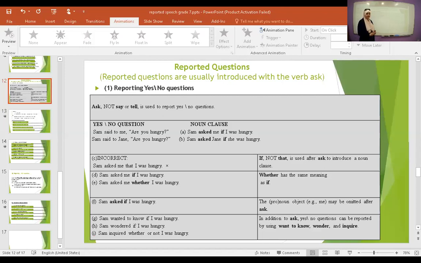Before we start, we have to know the difference between types of questions. How many types of questions do we have?